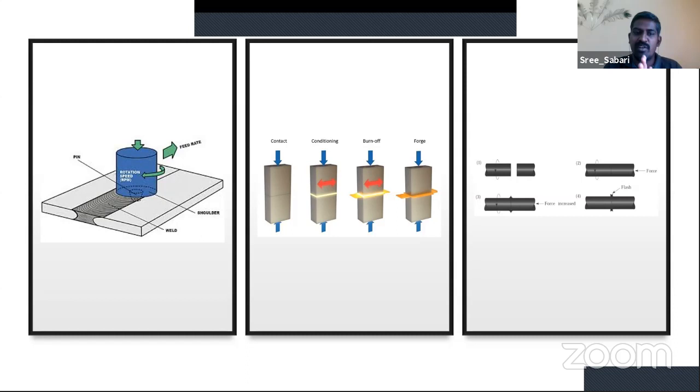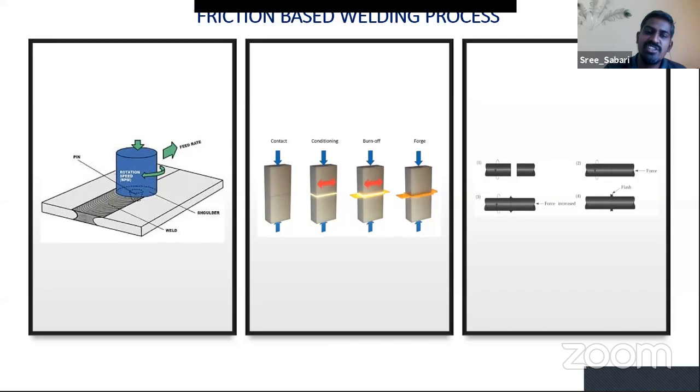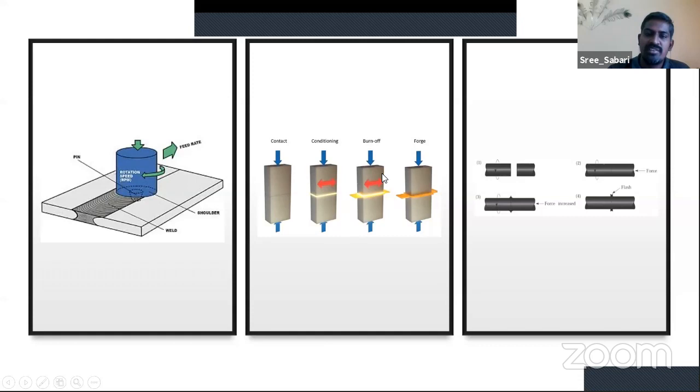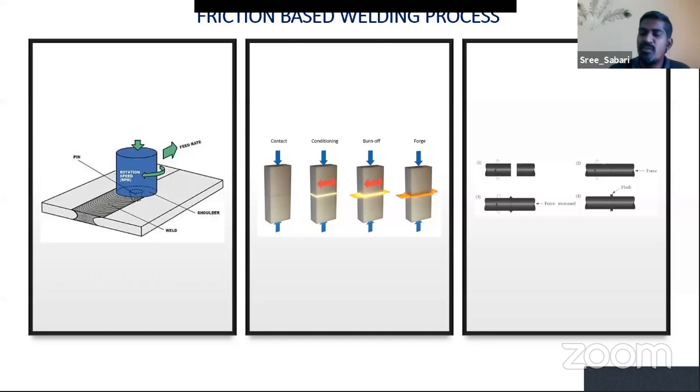Due to friction between the rotating tool and the workpiece, heat is generated which softens the material, and because of the stirring action, the material flows from one side to another, is rotated around the pin, and is consolidated. Finally, you get a complete joint. Coming to the second process, called linear friction welding, no stirring action takes place. Rather, it has only the rubbing action.